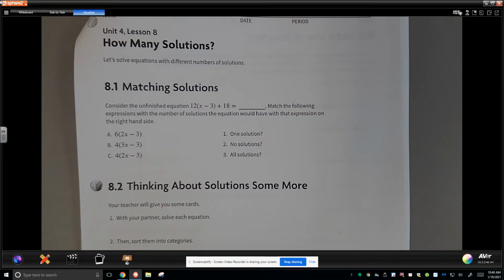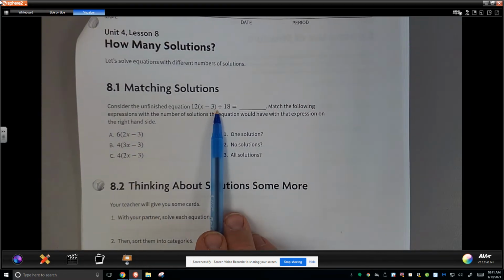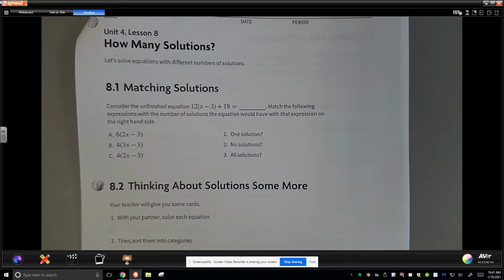So what we're going to look at is we have an unfinished equation here, and we're going to look at the three expressions that are given here in parts A, B, and C. We need to match the following expressions with the number of solutions the equation would have if the expression right here was matched up with the other expression that's given. In order to do that, the very first thing that we always want to do to decide what the number of solutions is, is simplify.